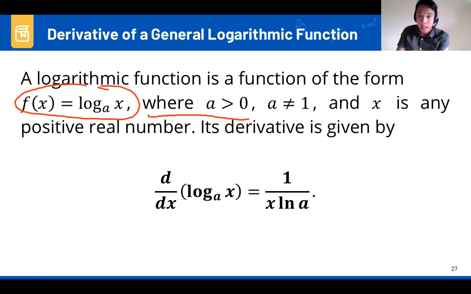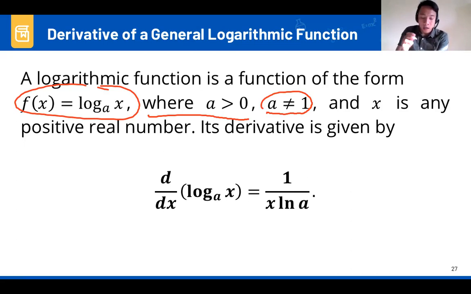So, it is greater than 0 already, but it is not equal to 1. So, the numbers are 2 and up. Okay? And x is a positive real number. So, this will be just a constant. So, it can no longer be changed. It just means a positive real number.